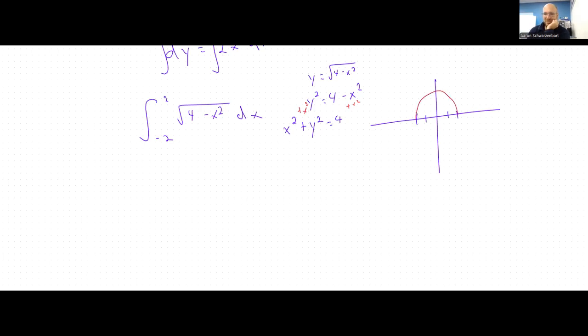The area of a circle of radius 2, well, this is a semicircle, so it's half pi r squared. R was 2, so this ends up being 4 times 1/2 is 2 pi. I just did an area with geometry. Yes, sometimes you can do integrals with geometry. When you can, it's usually the easiest way.